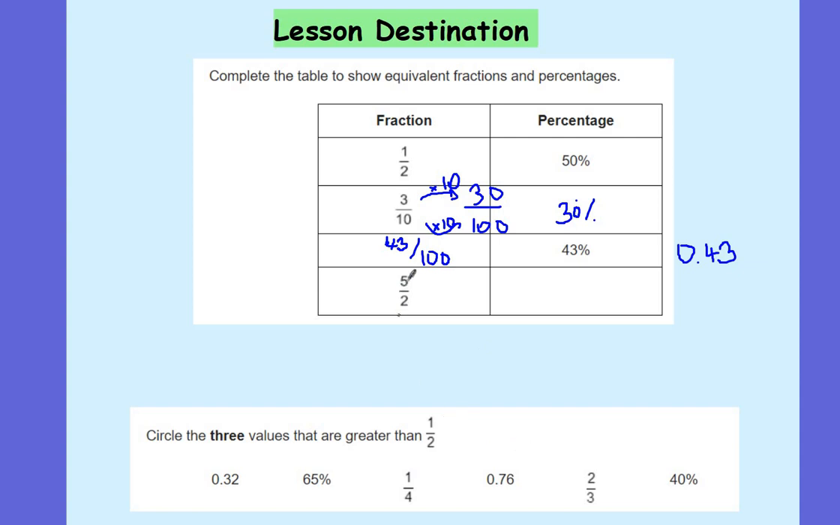And this is an interesting one. I've got 5/2 as a percentage. I want to put this over 100, so I go through it exactly the same way. 2 times 50, 5 times 50 gives me what, Theo? 250. So this one would give me 250%.